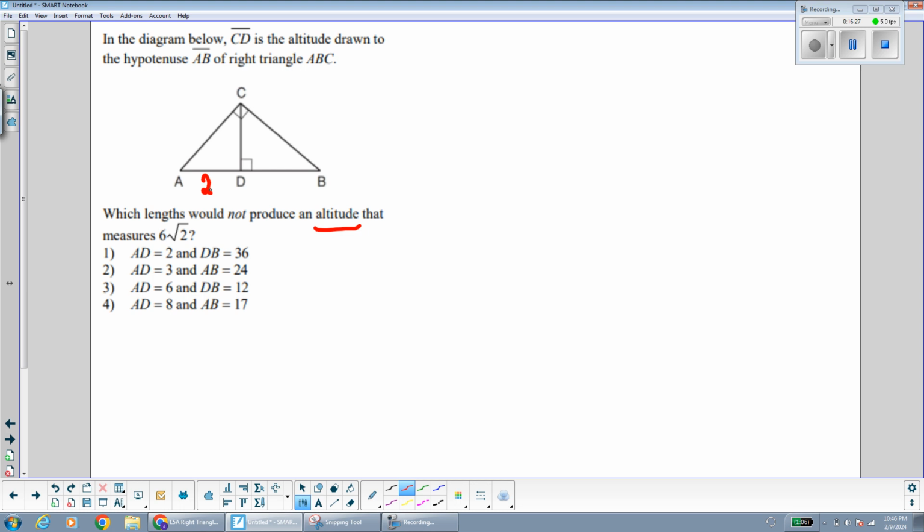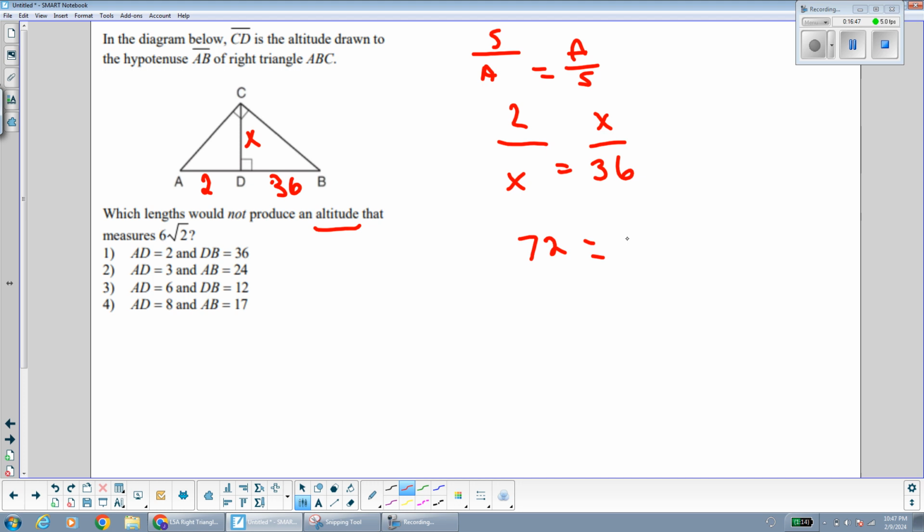In answer choice 1, AD is 2, DB is 36. Let's find what X is. So SAS, the segments are 2 and 36. We're looking for the altitude. So we have 36 times 2 is 72. In simplest radical form, let's see what radical 72 is. And that is 6 radical 2. So that's not the answer choice that we're looking for.